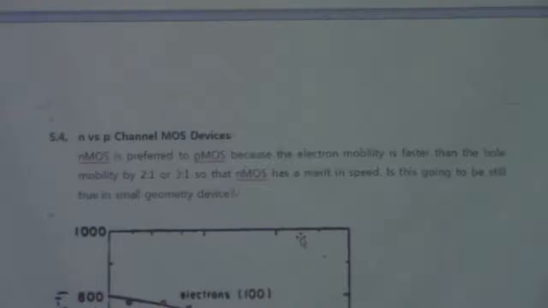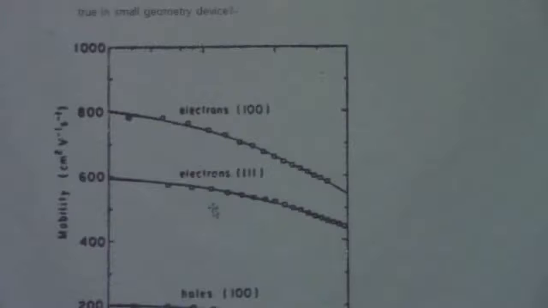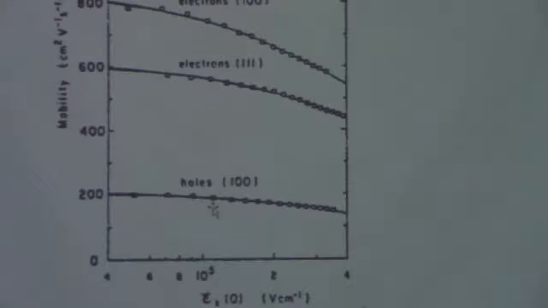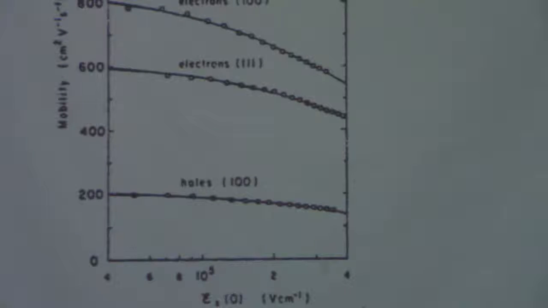But what's going to happen if you miniaturize the device? Do we still have the benefits of an NMOS compared to the PMOS? That's what we are going to discuss in this section. Okay? Well, this is the mobility and the electric field. The x-axis is the electric field.